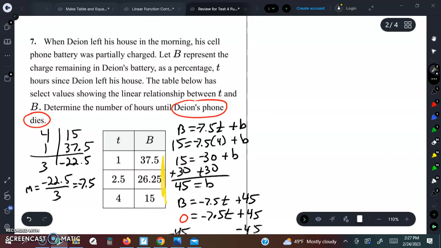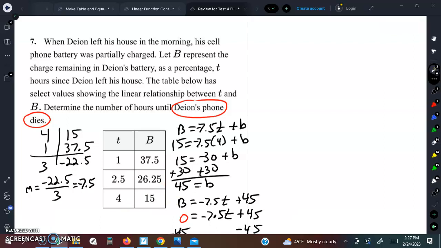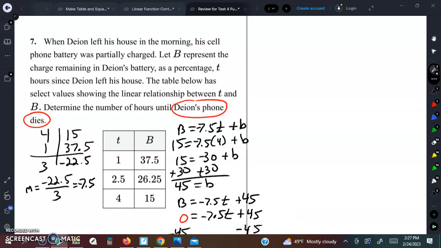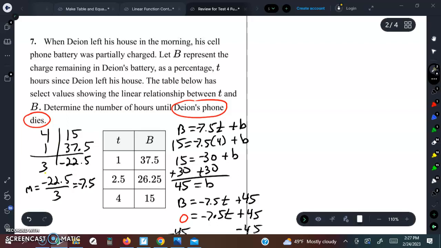So I'm going to stack my points on top of each other and find the slope. Now, with these, I try to avoid the decimal, so I'm going to leave this one out. I'm still going to put this one on top and then this one second, and then subtract so it can eliminate some of the negatives. 4 minus 1 is 3. 15 minus 37.5 is negative 22.5. Put this number on top of the 3. Divide, and you get negative 7.5.